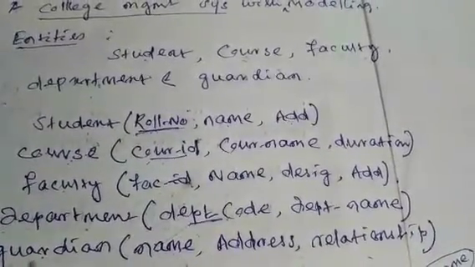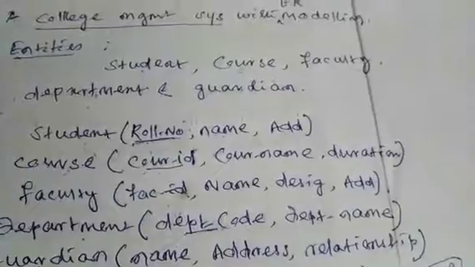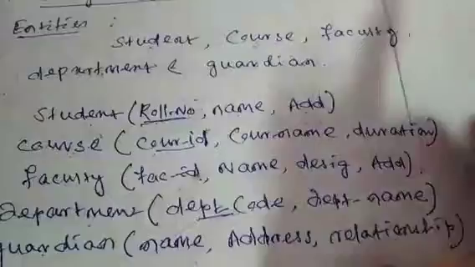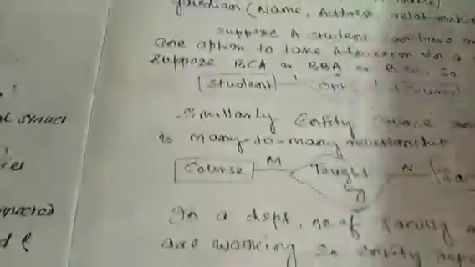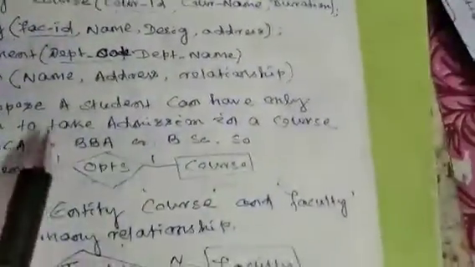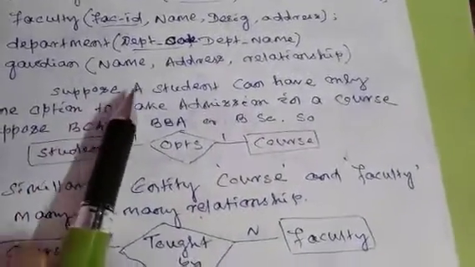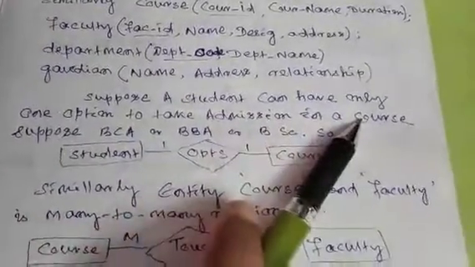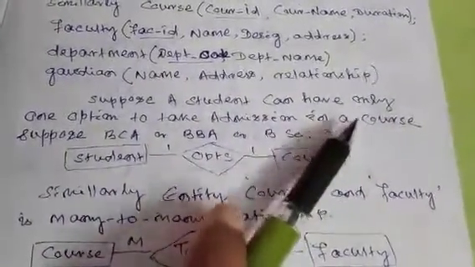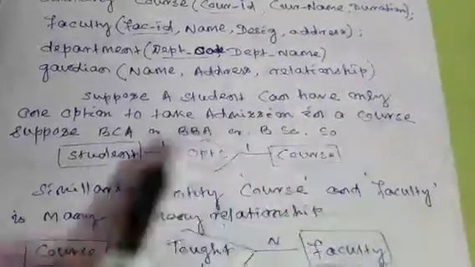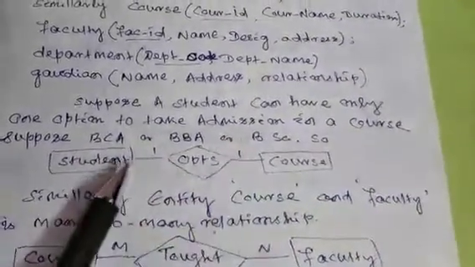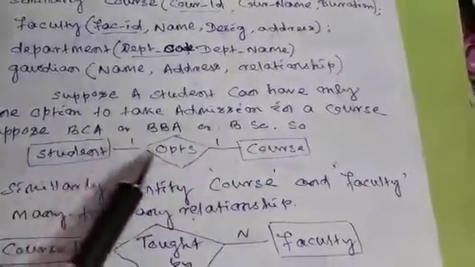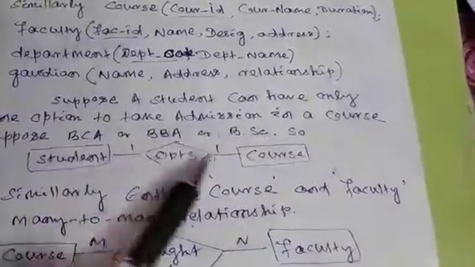So these are the entities and their attributes, and they are related to each other. I can give the relationship in this way. Suppose a student can have only one option to take admission in a course. The course may be BCA, BBA, or BSc. You can take admission in a single course only. So the relationship between student and course will be one-to-one.